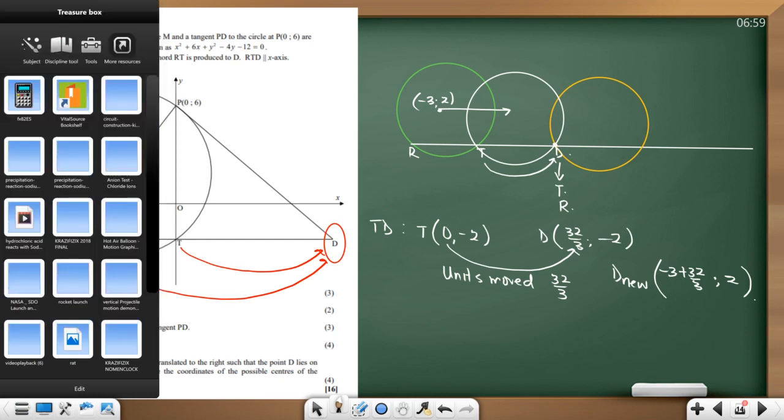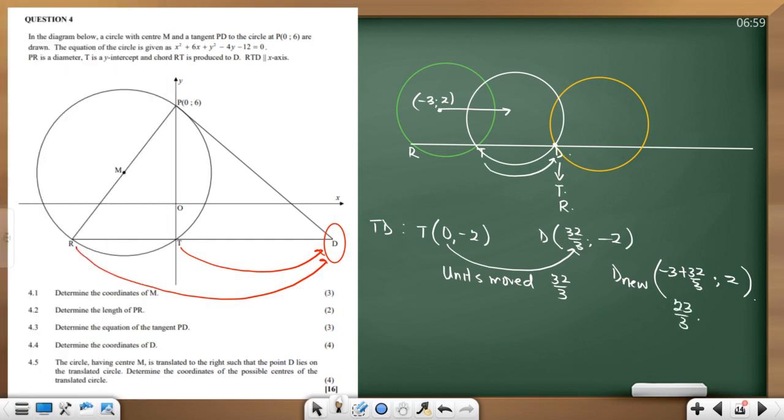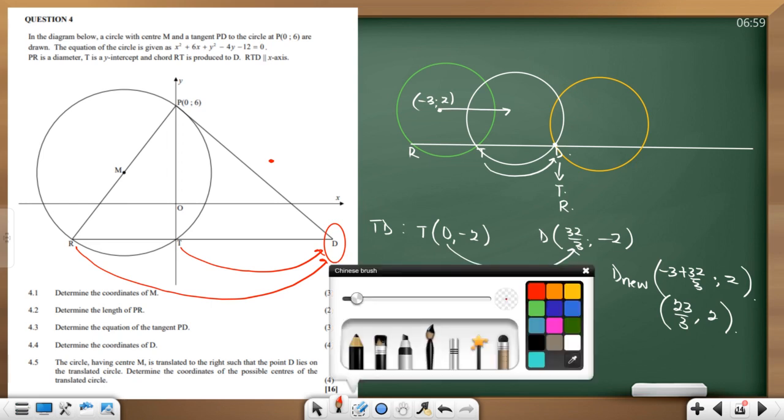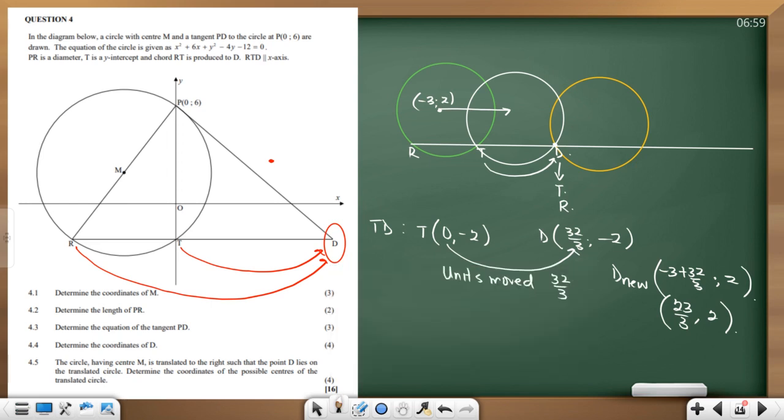23/3. So it is 23/3 and 2. All right, it's moving to the right. Makes a lot of sense because it's now here. But we have only catered for D. We need to cater for R. Now, that's exactly what we've done.